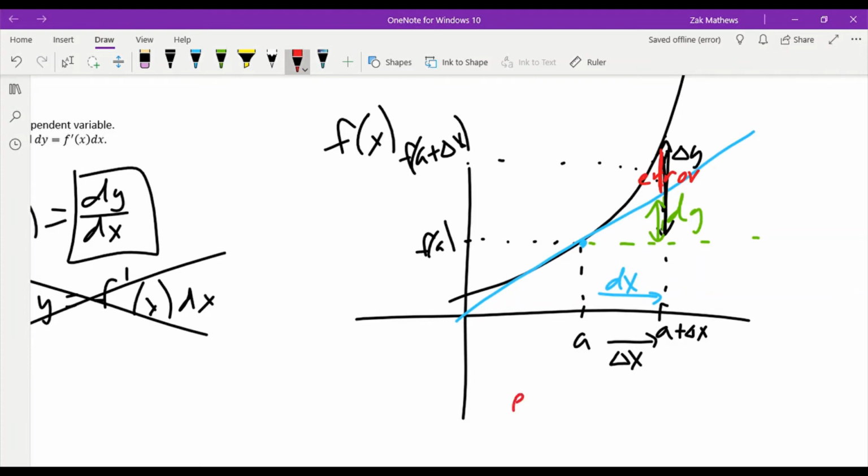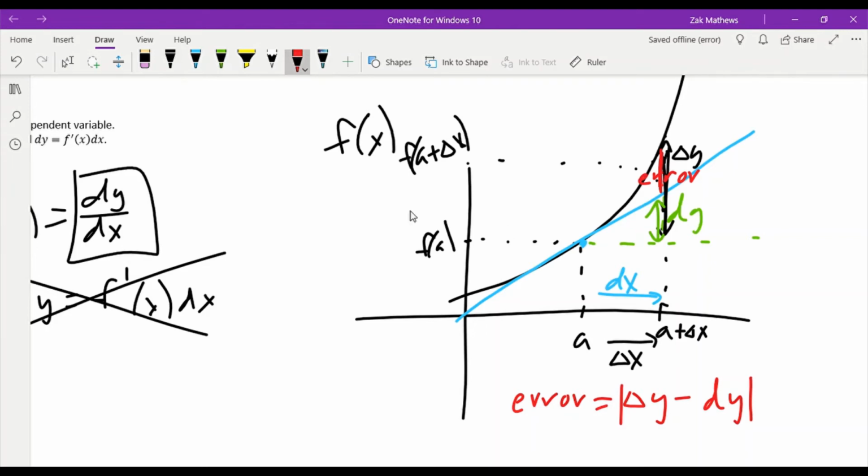And so we can always find the error of our linearization by taking the delta y and subtracting the dy. And usually when we're talking about error, we don't care about whether it's above or below. We could look at that too, but a lot of times we'll take the absolute value there to just say, hey, this is the amount of error. We don't necessarily care about the direction.